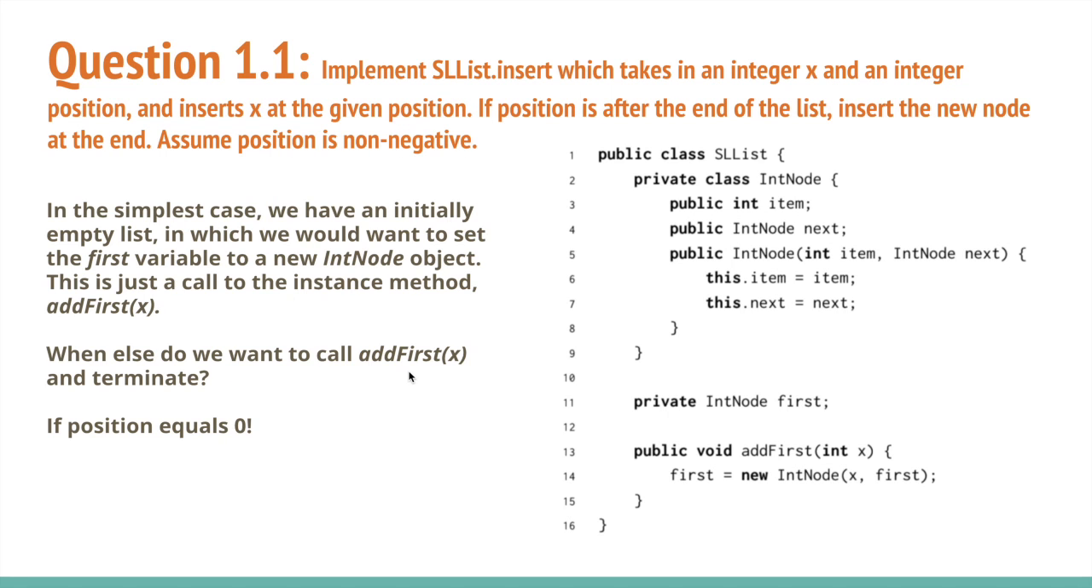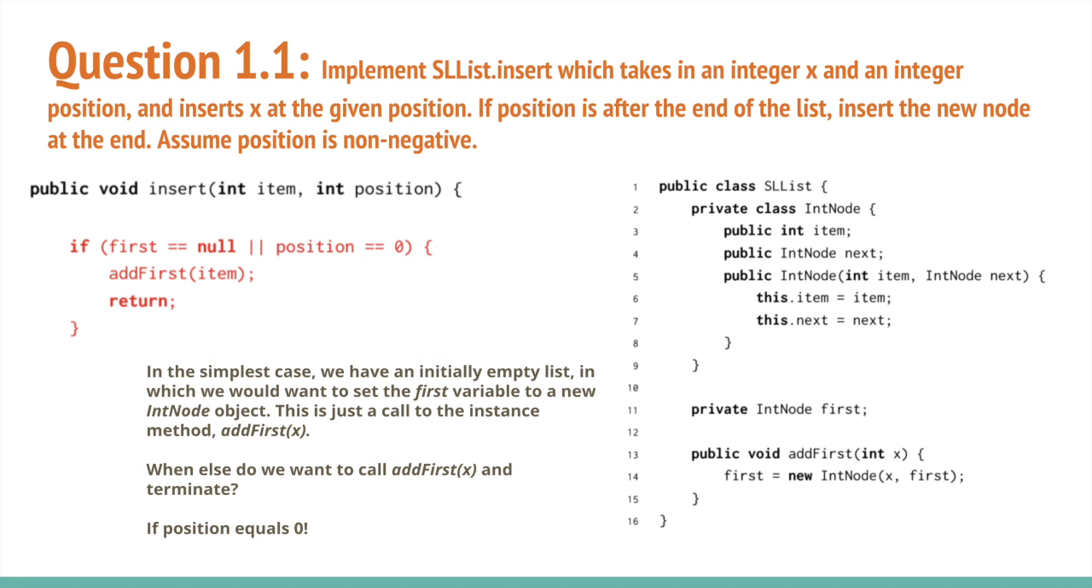So now let's actually try to implement this. In the simplest case, we have an initially empty list in which we would want to set the first variable to a new IntNode object. This would just be a call to the instance method addFirst. Also notice that if our SList is empty, then first would be equal to null. Another case in which we want to call addFirst on x and terminate is when position equals 0. So we can actually combine these two conditionals into one.